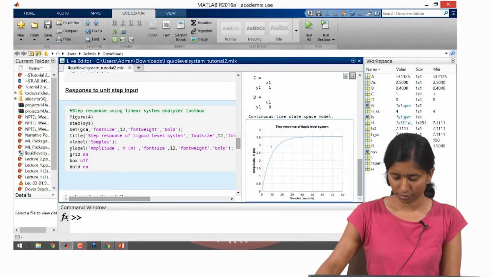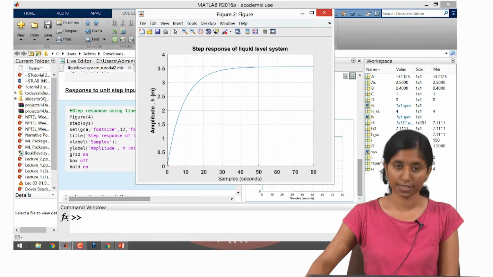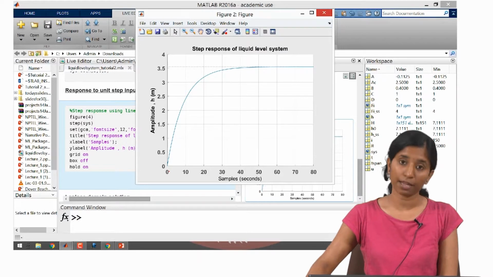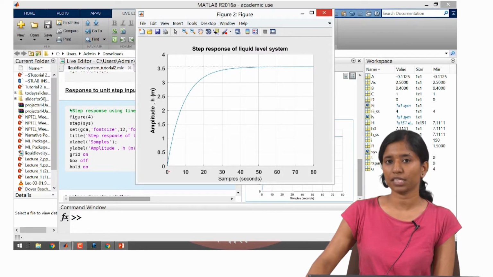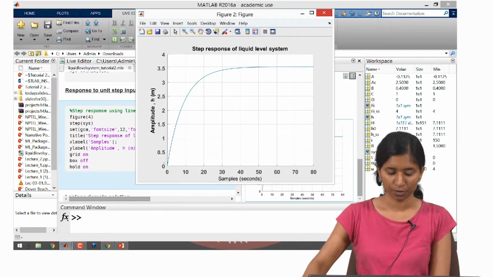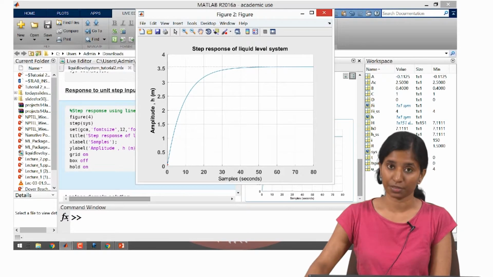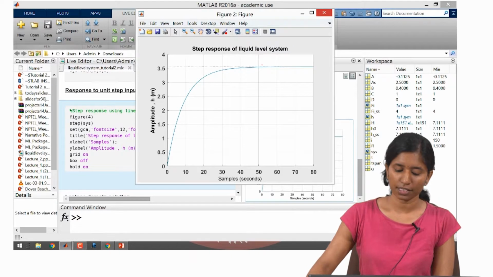As you can see from this figure, this is the step response, and the time t equal to 0 denotes the time at which we gave the step input. Previously we had given the step input at the 41st time instant, but we have considered that time instant to be t equal to 0. So, at the 0th instant I gave a step input, and this is the step response. Unit step was the input given, and we can see that the steady state value is 3.556.